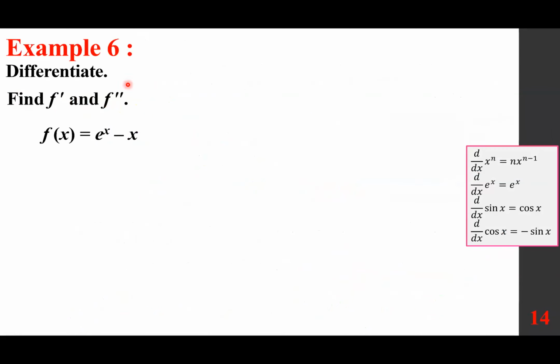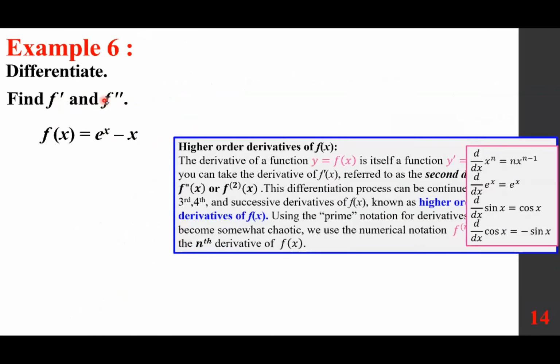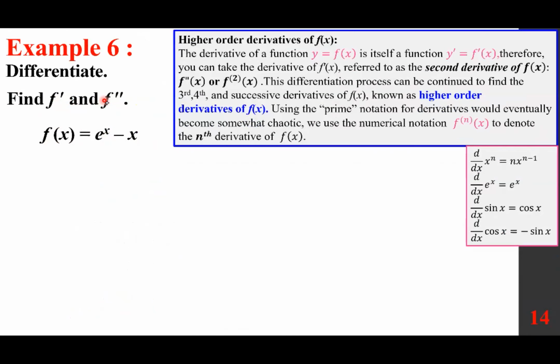Now we want to differentiate, given f of x equals e to the power of minus x, we want to find f prime and f double prime. So this concept of f double prime, I want to explain it to you. It's known as higher order derivatives of f of x. The derivative of a function y equals f of x is itself a function. Y prime equals f prime of x. Therefore, you can take the derivative of f prime of x, referred to as the second derivative of f of x. We say f double prime, or we put f and a number in a parenthesis. Sometimes they use brackets of x.